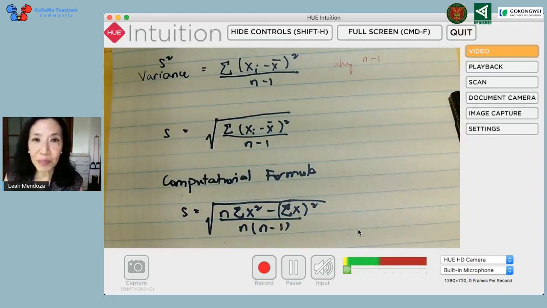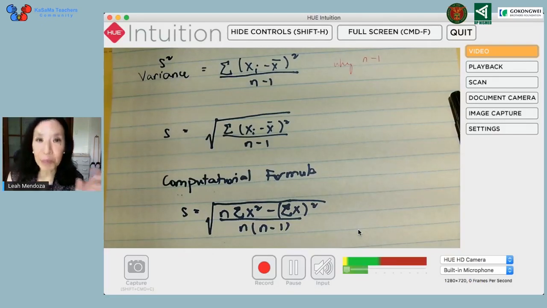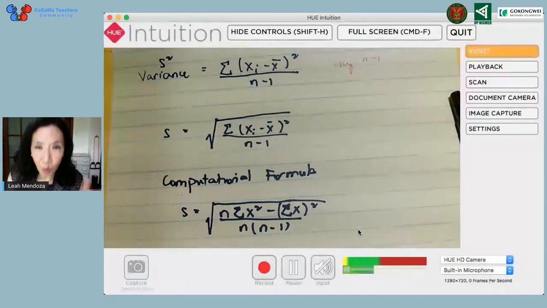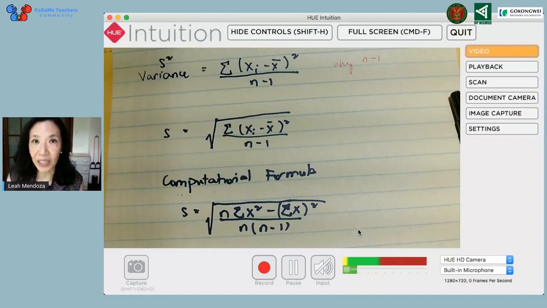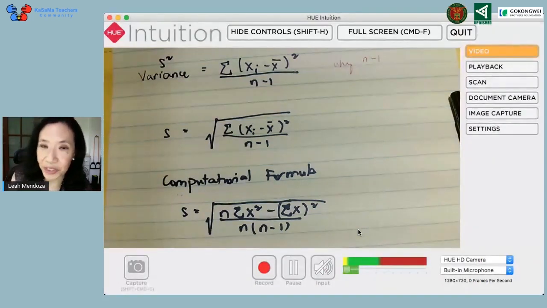The real answer is because standard deviation measures dispersion. It measures scatter from the mean. So there is no way that you can get negative scatter or negative dispersion from the mean. Now, my second question about the standard deviation is, can it ever be zero?